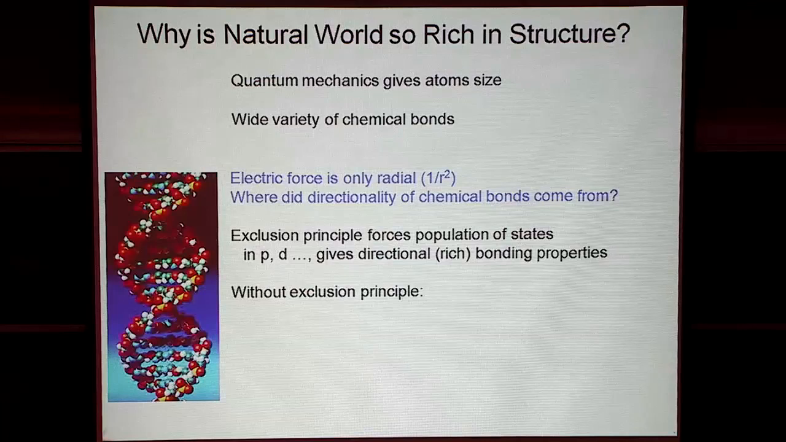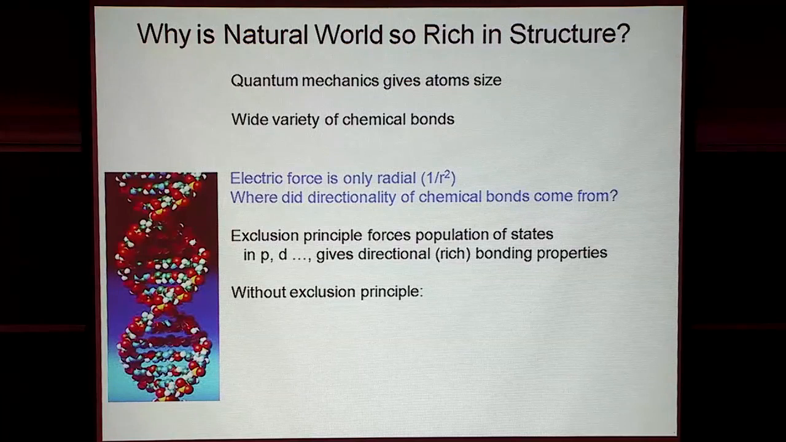The basic force between the nucleus and the electron is a radial 1 over r squared. And yet, when you form chemical bonds, you have these interesting bond angles and structures that form in complex molecules, which are, of course, very essential to life and molecular biology, and very important to the way everything gets built together. And where did the directionality come from?